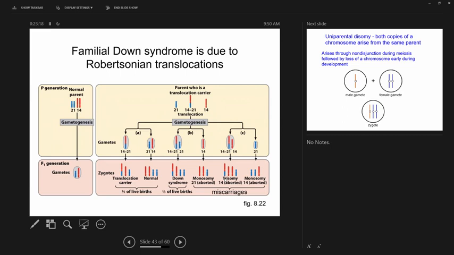So these families, in addition to having Down syndrome in their progeny at a much higher than normal rate, because you have 1/3 of live births are going to be trisomic here, versus a very rare event in the case of non-disjunction, you are going to have a lot of miscarriages.